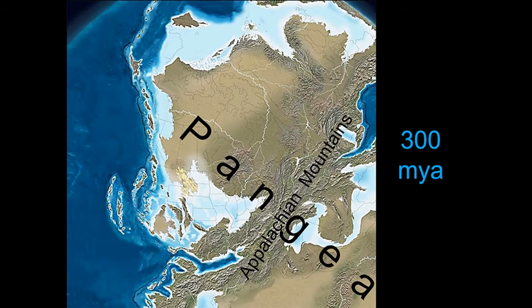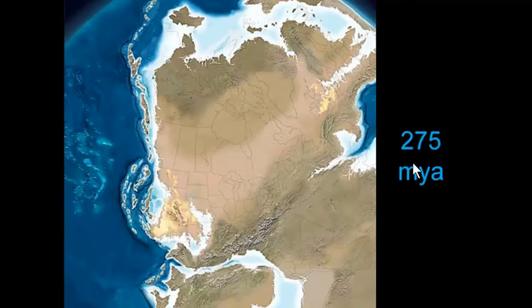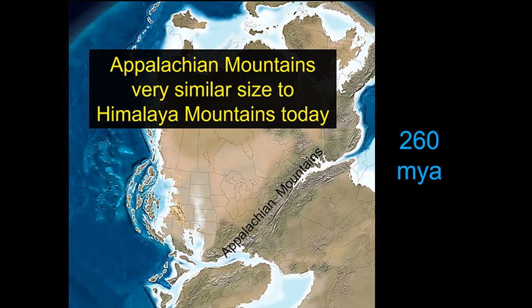And we see this here now shown with the labels on the map, with the Appalachian Mountains, or what would become the Appalachian Mountains, clearly shown here in this rugged feature. Where only 290 million years ago, 275 million years ago, and now 260 million years ago. And so at this time, the Appalachian Mountains were big suckers. We're talking very similar in size to the largest mountains in the world today, the Himalayan mountains.